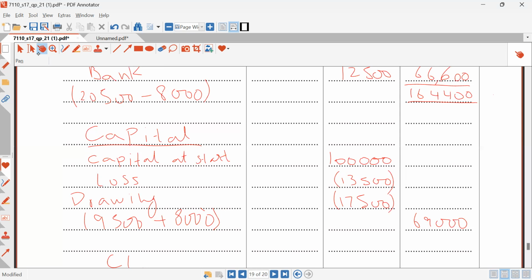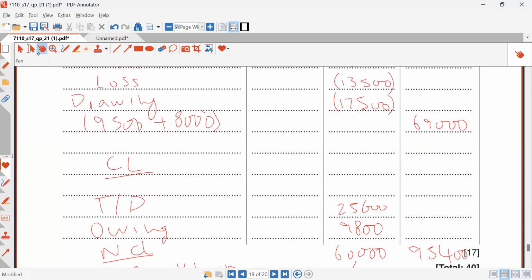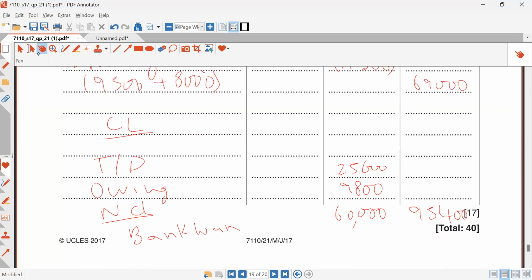Then drawings. In drawings, there was an adjustment that Big had withdrawn cash worth 8,000, which was by mistake included in staff salary. So it should be subtracted from staff salary and added in drawings. Staff salaries are part of the income statement. Same thing we have done over here. Then for current liabilities, we had trade payable, owing expenses. Non-current liability, we had only one non-current liability of bank loan of 60,000.